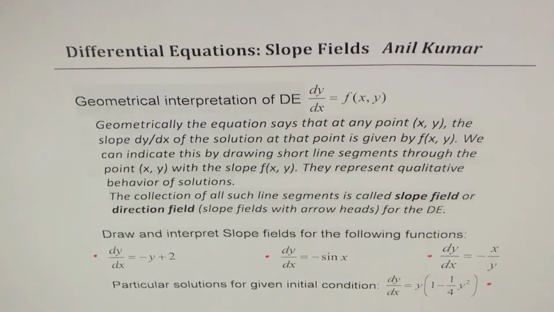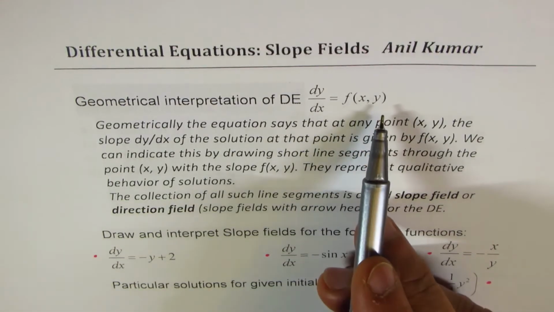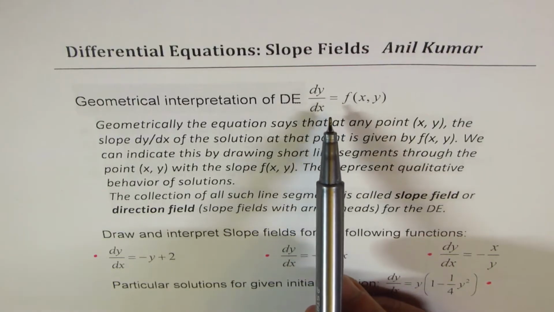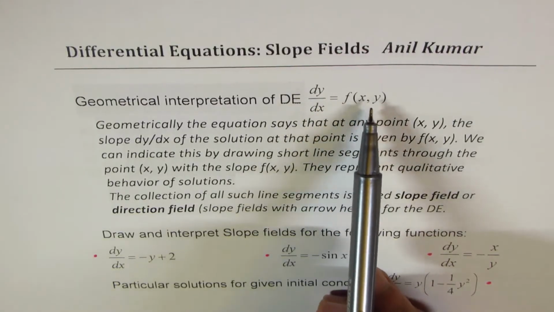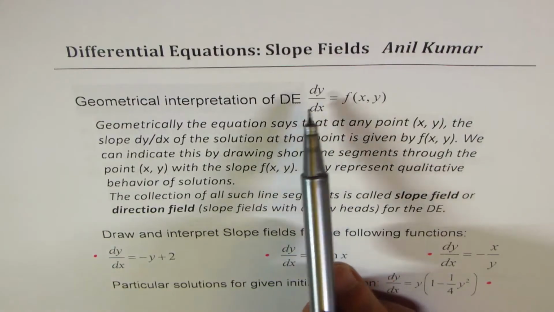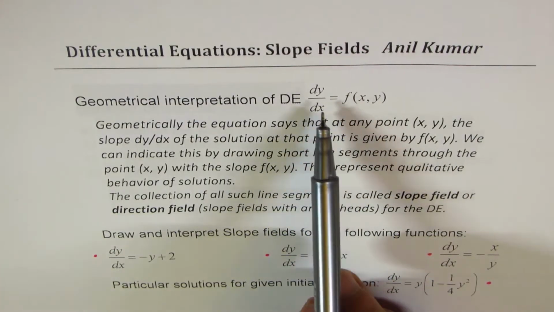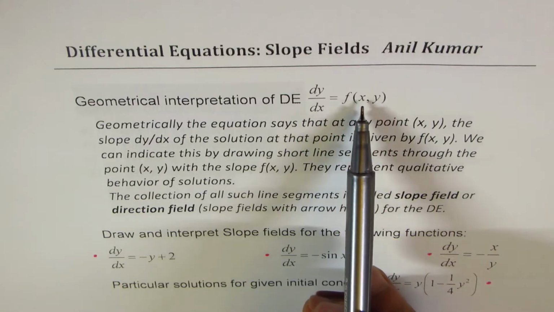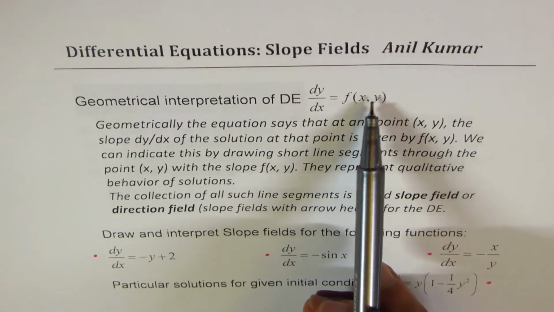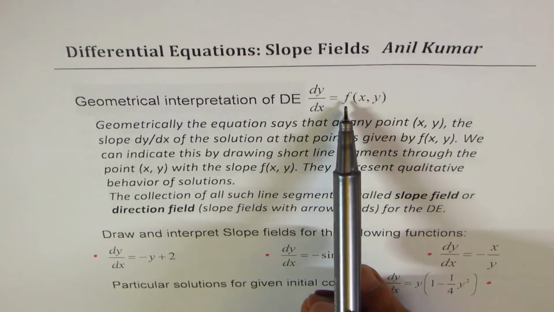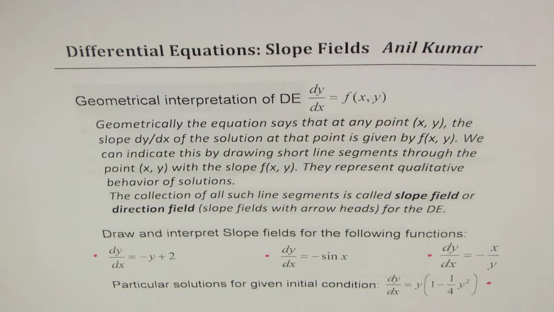Now, slope fields are a graphical approach to look at all the solutions of a differential equation. And slope fields consist of short line segments representing slope or steepness at the points x and y. So if you are given a differential equation dy/dx equals f(x,y), then you can geometrically interpret this as: dy/dx is the slope, right? So at any point (x,y), the slope at that point is given by the function f of x, y. So that is what it is.